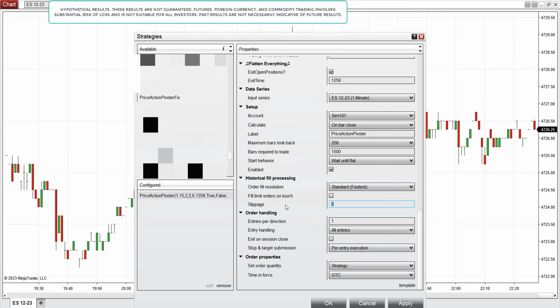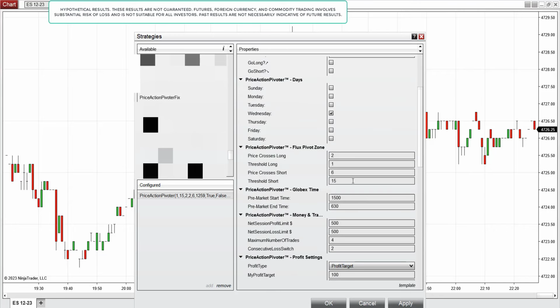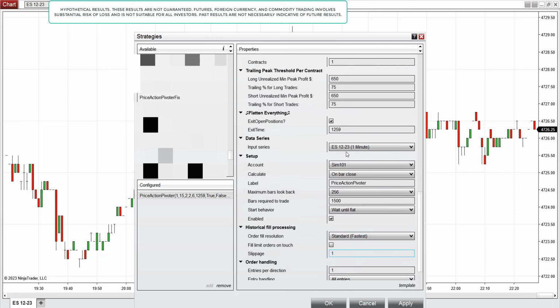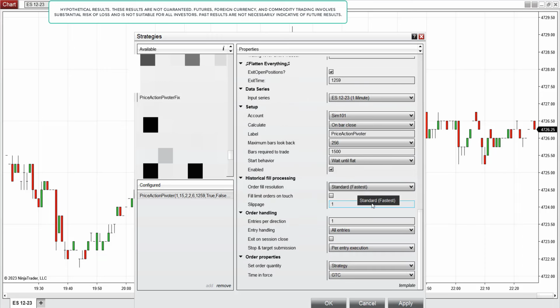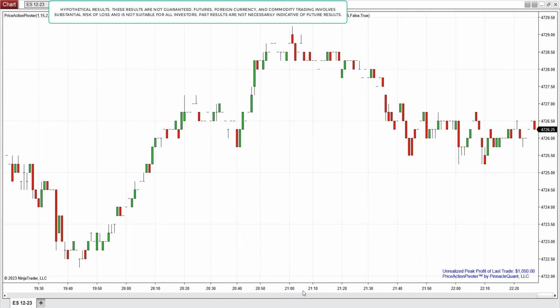Let's make sure we have 1 tick of slippage. So 6:30, 12:30, Wednesday. That's the right setup that I want. So you review parameters. This should be the norm. Anytime you're trading, review your parameters. Ensure there is no inadvertent mistake. We're gonna hit apply, we're gonna hit OK, and it would set up the trade.